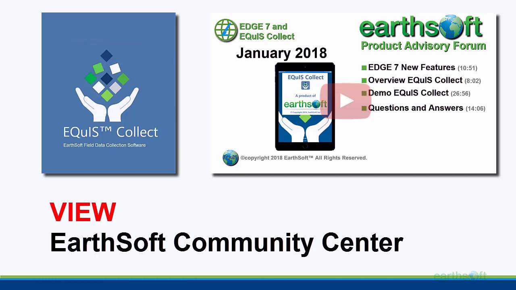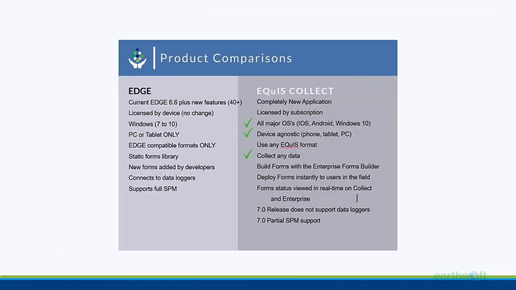But as a high level overview, different than Edge, the heart of EQuIS Collect is a custom form builder that allows you to build custom field forms for collection of any type of data, whether or not it resides in EQuIS. Likely the data will reside in EQuIS. It could be biodiversity, vegetation or wildlife monitoring, or field collection.